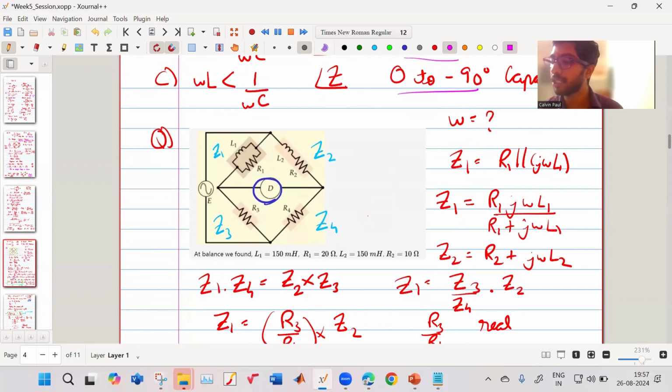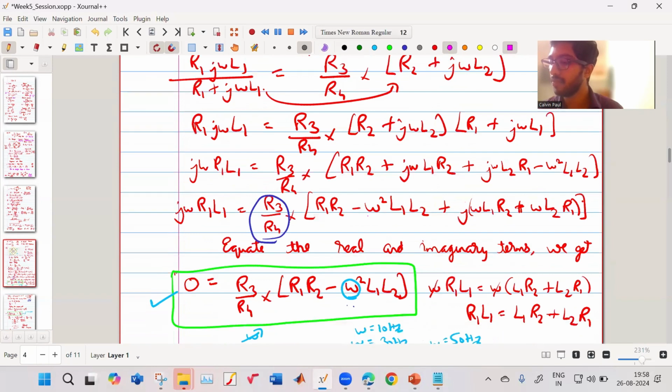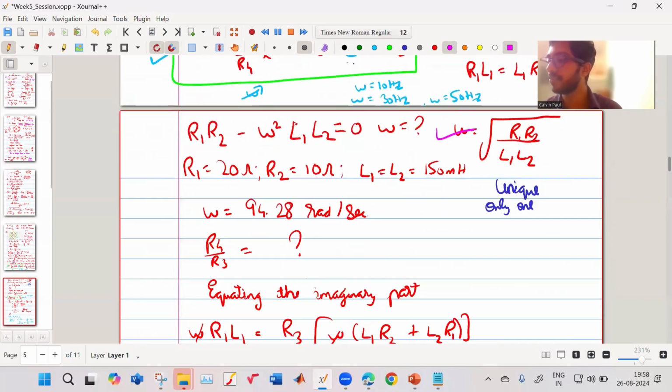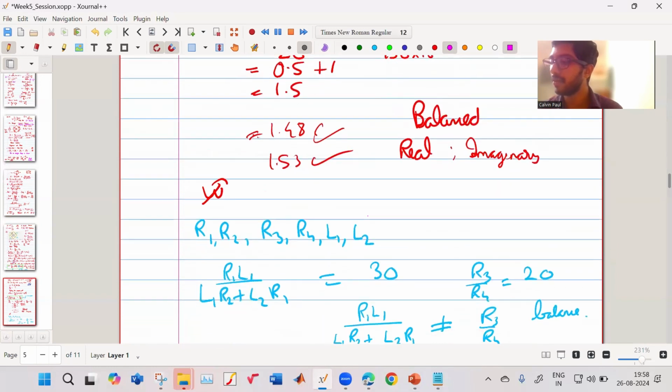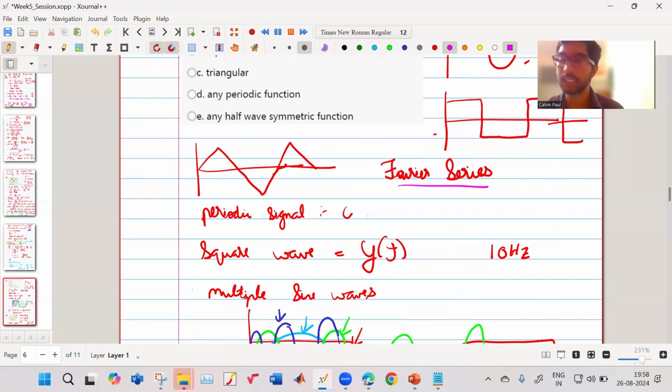Then we solved this bridge. It was a ratio bridge. We found this bridge can be used to measure frequency. And then we found that it can be used only for a sine wave. It cannot be used for any other wave because of the concept of Fourier series.